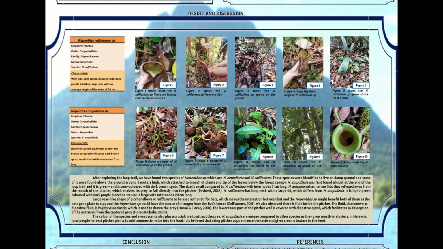In Malaysia, local people harvest pitcher plants to add commercial value into the food. It is believed that using pitcher cups enhances the taste and gives creamy texture to the food. As you can see, we provided you with 10 figures of the Nepenthes species that we found during the hike to the Mount Santubong National Park.